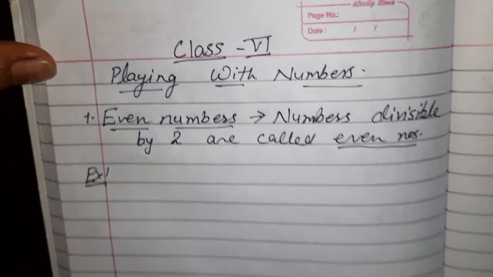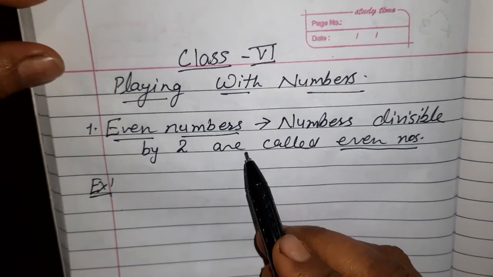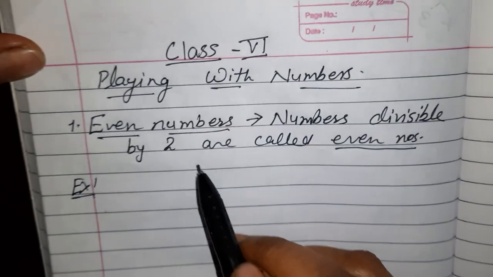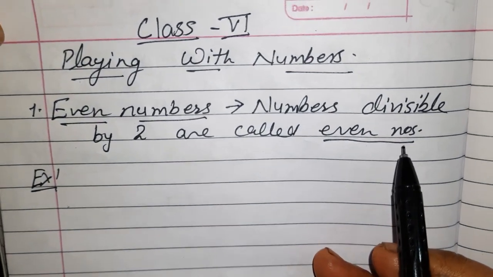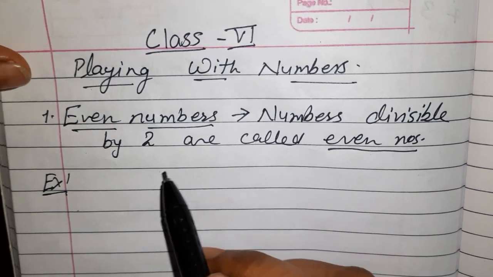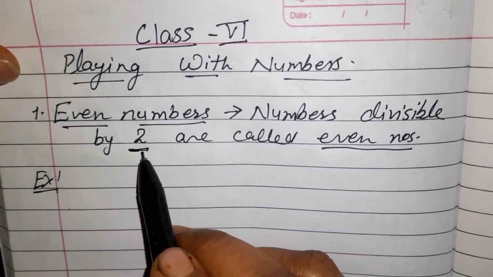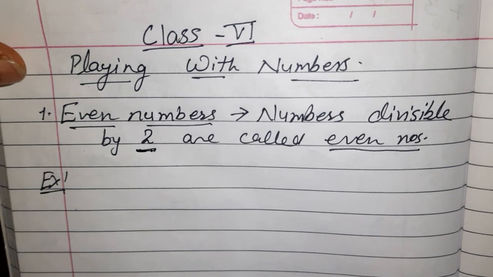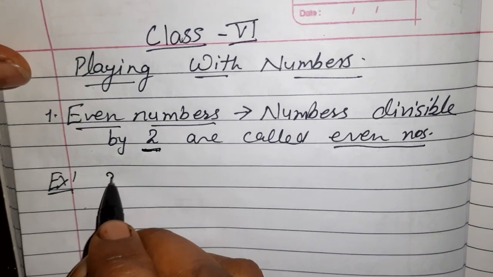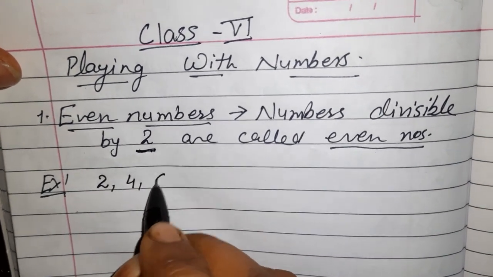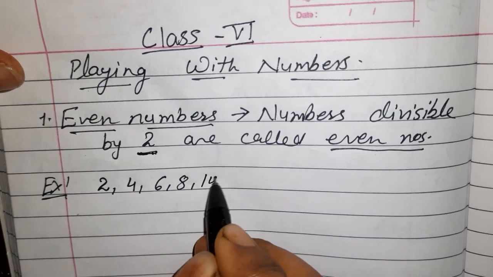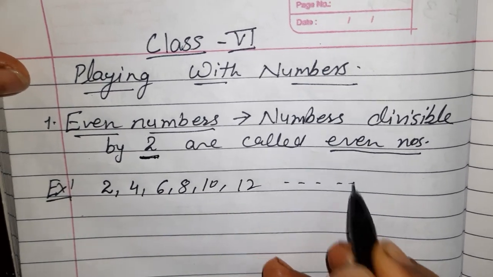So what is an even number? Numbers divisible by 2 are called even numbers, meaning the numbers which are multiples of 2. In other words, the numbers which are multiples of 2 are called even numbers. Examples of even numbers are 2, 4, 6, 8, 10, 12, etc.